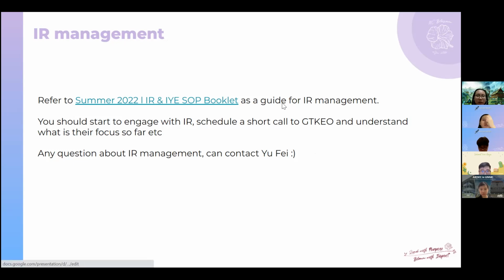But before you contact me, remember to go through the booklet first, because the booklet will actually let you know what you need to do. The rough idea is okay. But if you have anything, you can just contact me or even ask inside the group. So your question might help other people's questions as well.